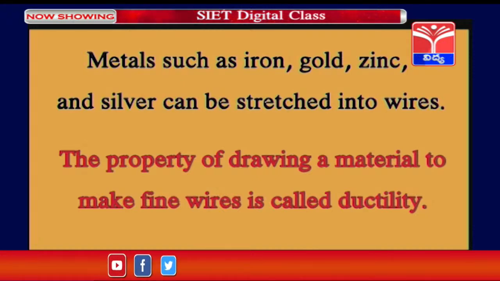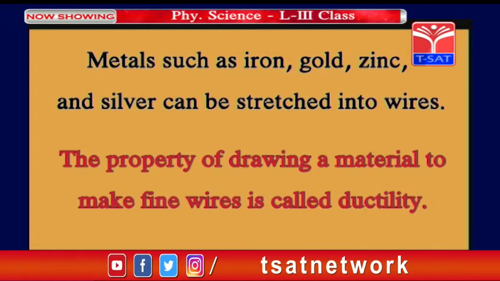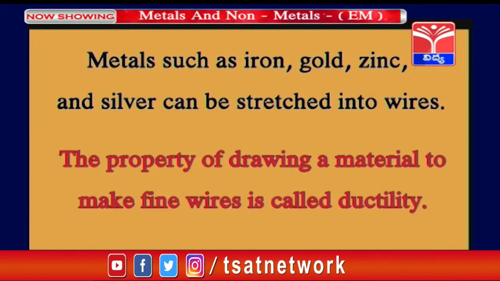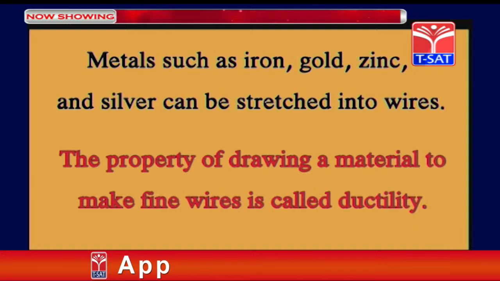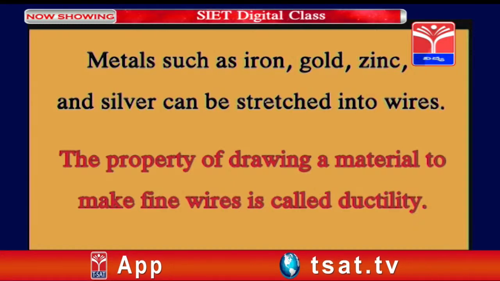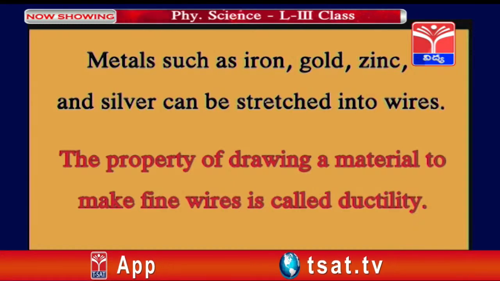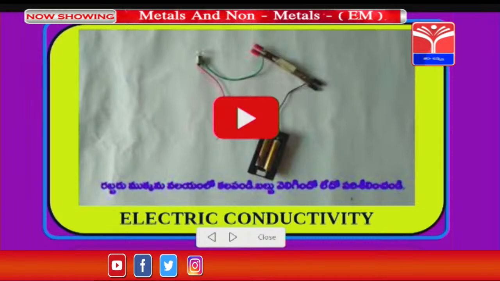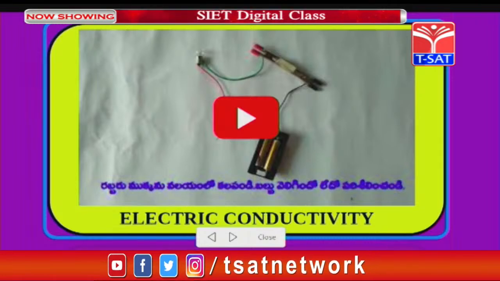The metals such as iron, gold, zinc and silver can be stretched into wires. The property of drawing a material to make fine wires is called ductility. So, this is the property of ductility of metals. Now, let us go to the fifth property: electric conductivity of metals and non-metals.